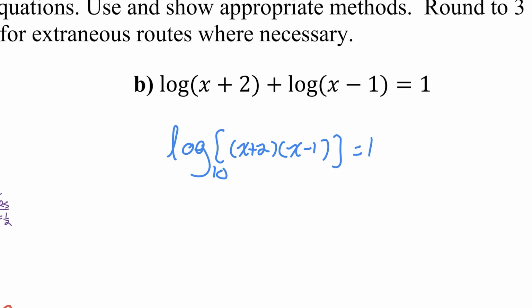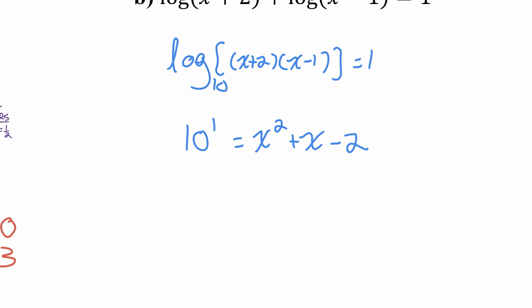The base of the log is 10. In exponential form, I would write that 10 to the power of 1 is equal to the argument. And the argument, if I were to expand it, would be x squared plus x minus 2. It's once again a quadratic to solve. I'll set it to 0 by moving the 10 to the other side and collecting it with the negative 2.